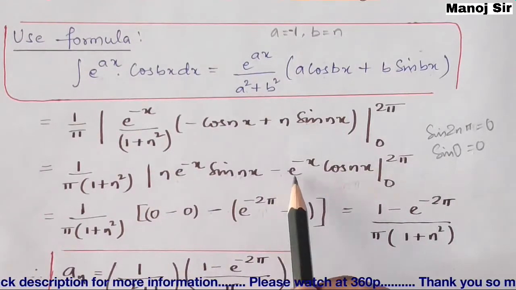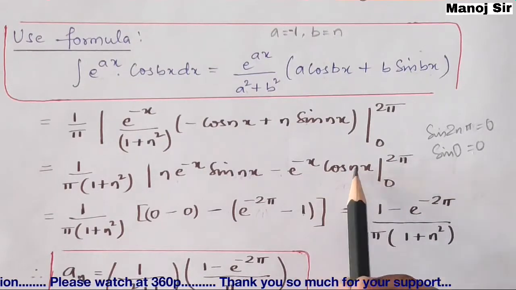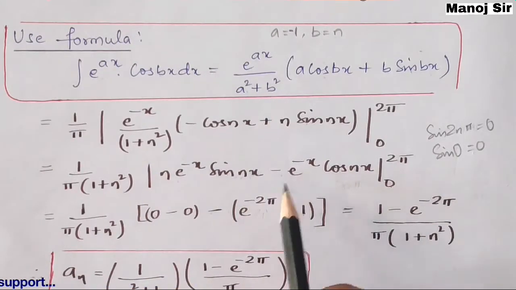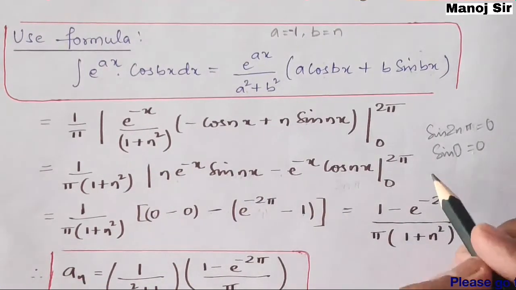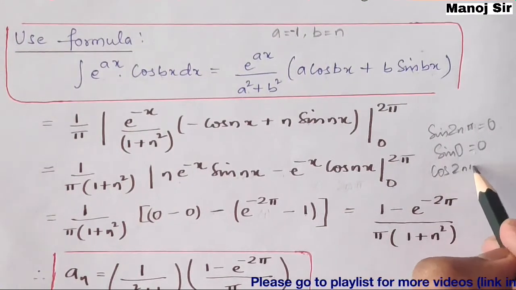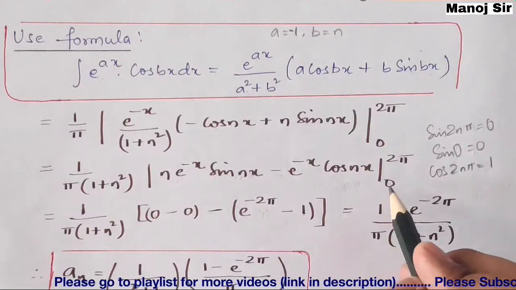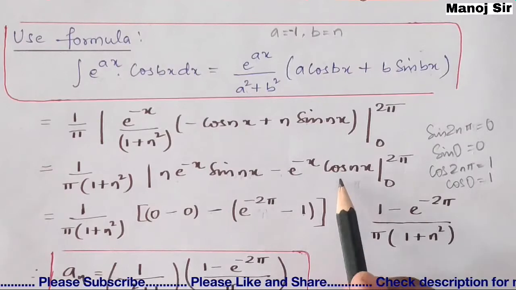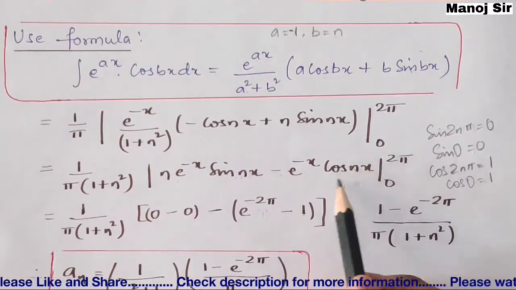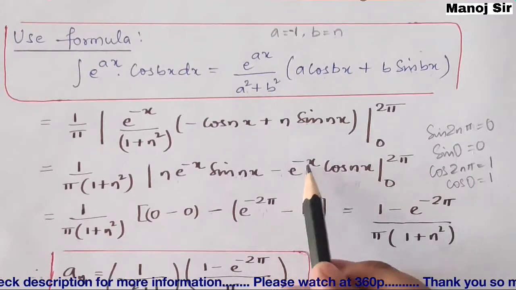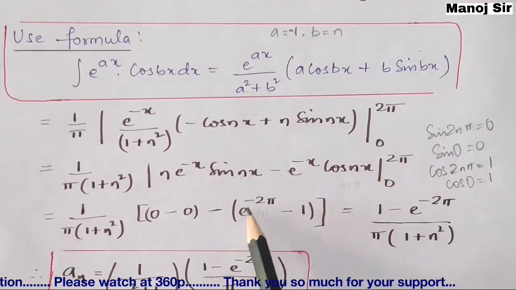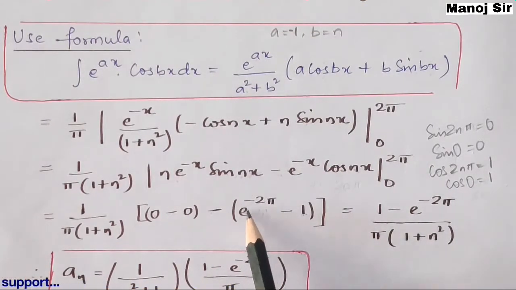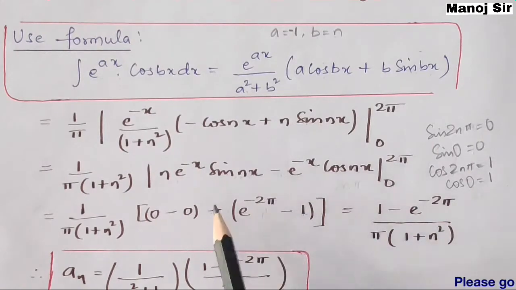Now coming to the second term, that is minus of e to the power minus x into cos nx, simply put the upper limit. So this negative as it is, this is going to be e to the power minus 2 pi, and we know that cos of 2n pi is equals to 1. If you put the lower limit, cos of 0 is again how much? 1. So if you put the upper limit or lower limit, this is going to be 1, so finally we are left with this part. If you put the upper limit, this is going to be e to the power minus 2 pi, lower limit, this is going to be 1. So upper limit minus lower limit, that is e to the power minus 2 pi minus 1. This sign is as it is.